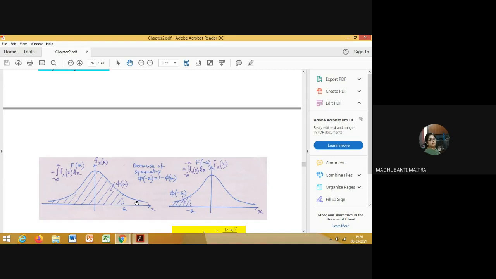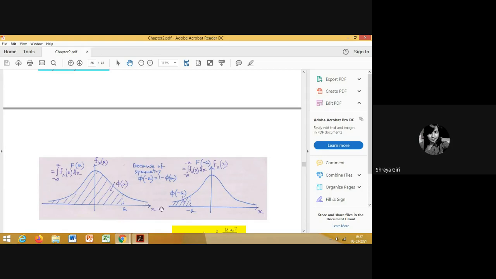right? And because of the symmetry about ax equal to 0, if I take a point somewhere over here where the absolute value of x is again a, so the value is minus a, then the area from minus infinity to x equal to minus a will be the same as this area. Am I clear? Do you agree?